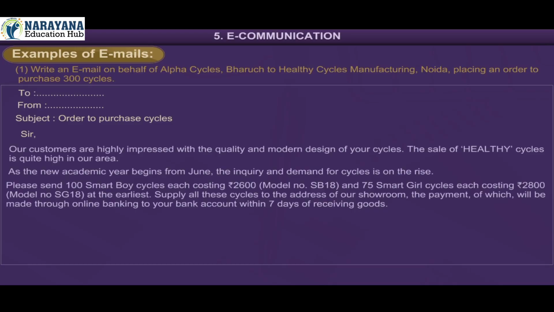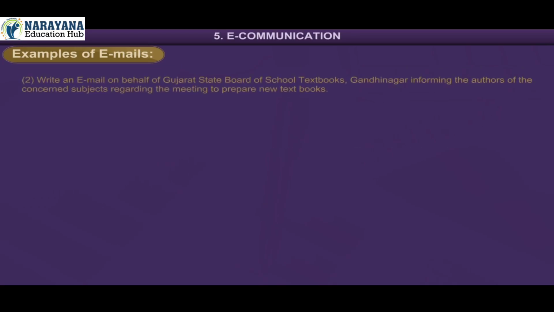Supply all these cycles to the address of our showroom, the payment of which will be made through online banking to your bank account within 7 days of receiving goods. Prompt delivery of cycles as per order is expected. Owner, mobile number.